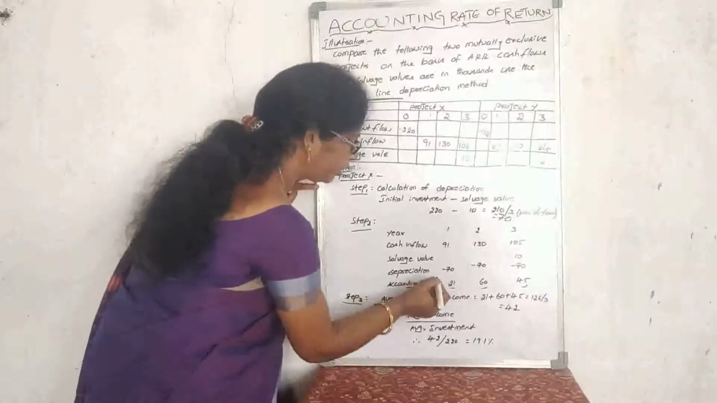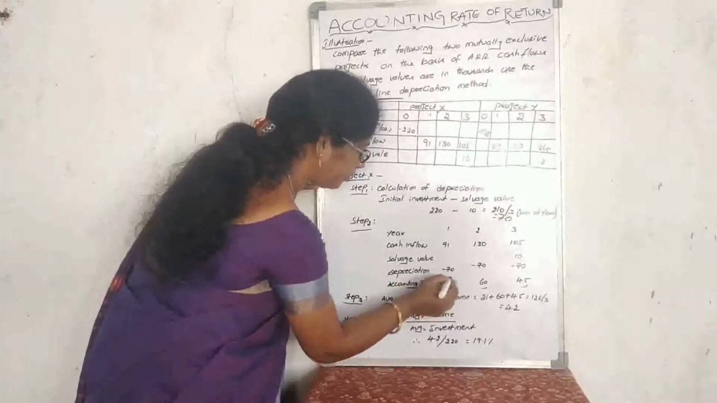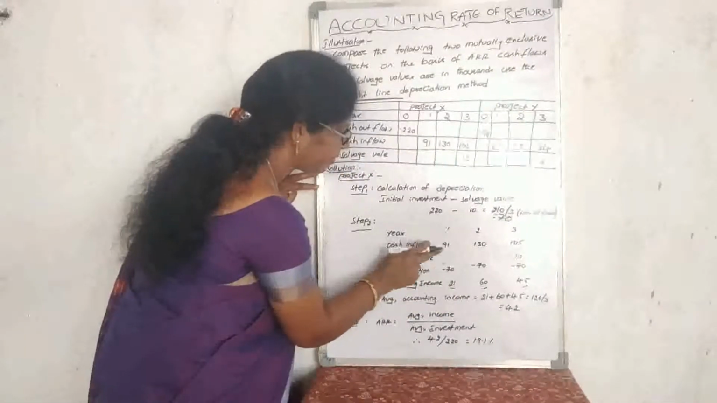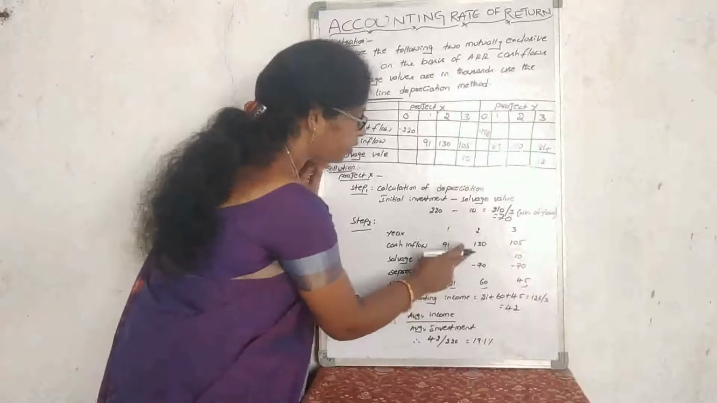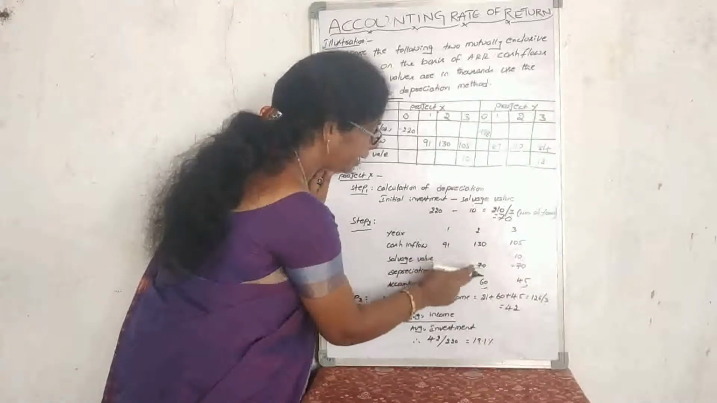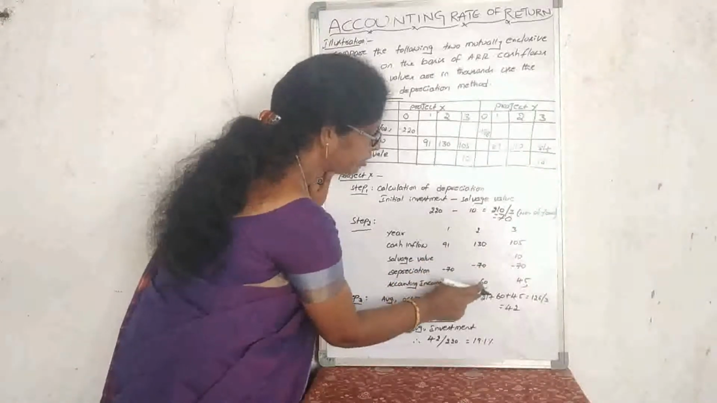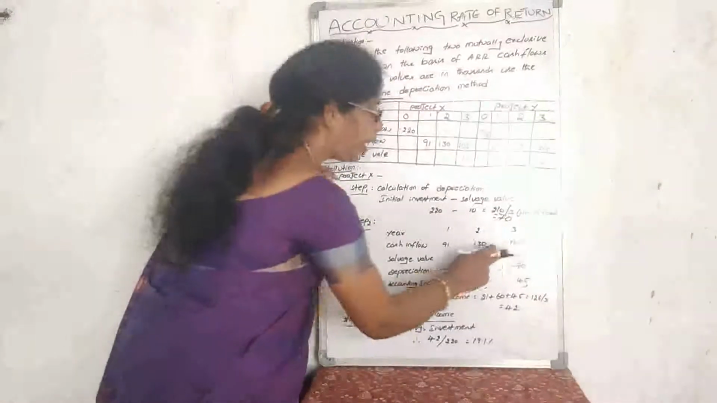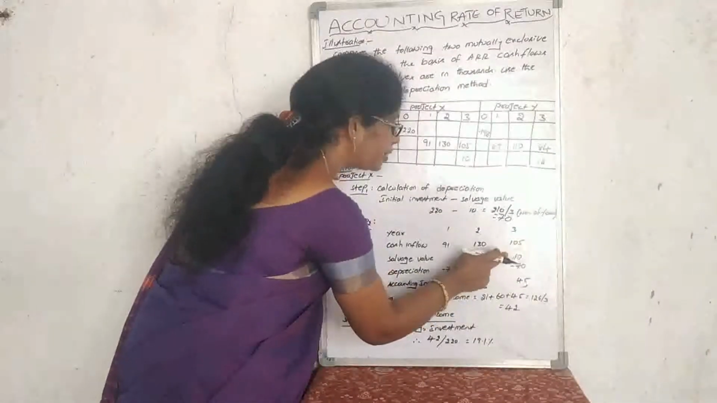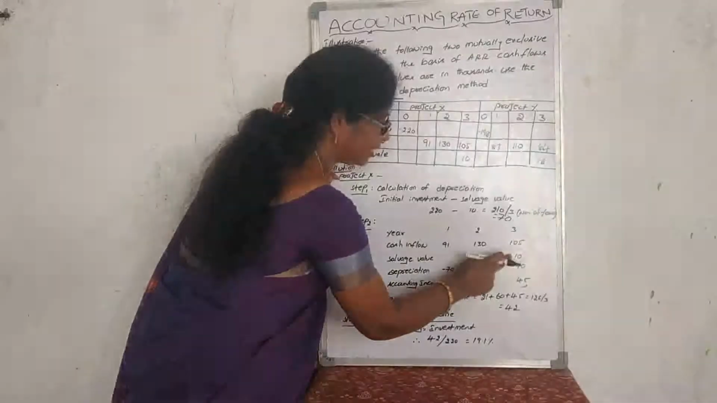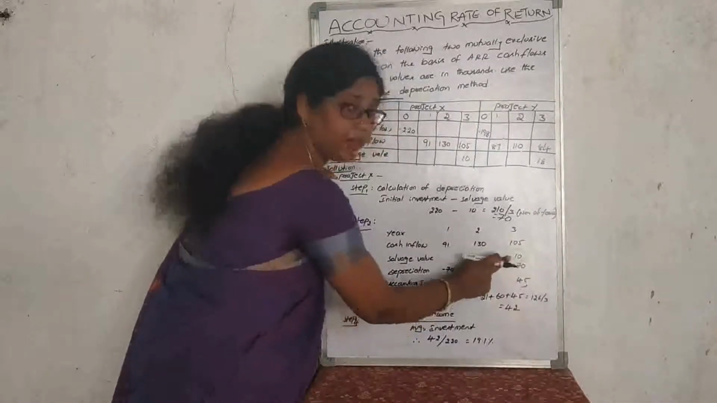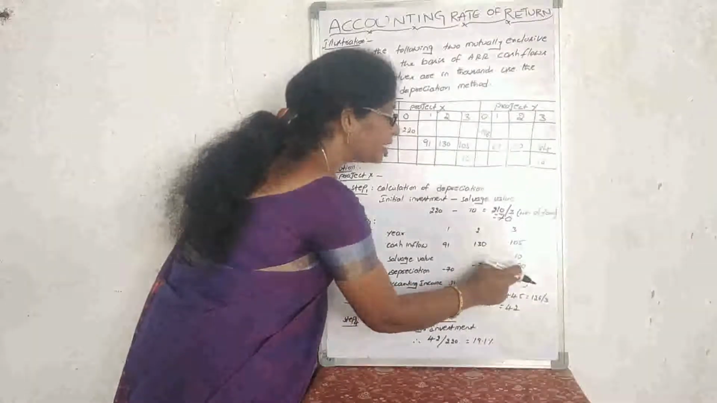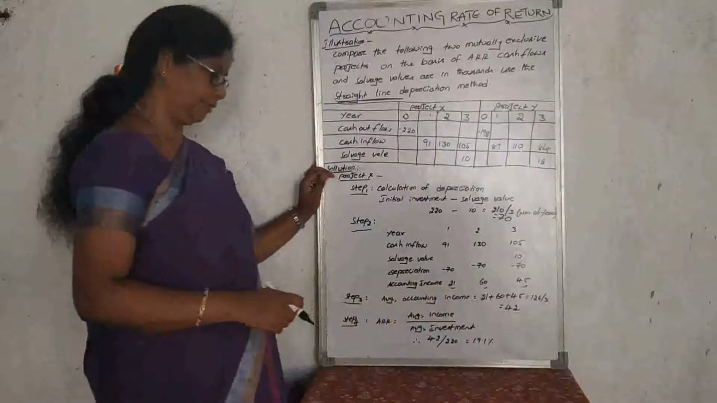And coming to the accounting income, how can we determine it? 91,000 minus 70,000 equals 21,000. 1,30,000 minus 70,000 equals 60,000. 1,05,000 and one more scrap value is there, the salvage value 10,000. 1,05,000 plus 10,000 equals 1,15,000. 1,15,000 minus 70,000 equals 45,000.